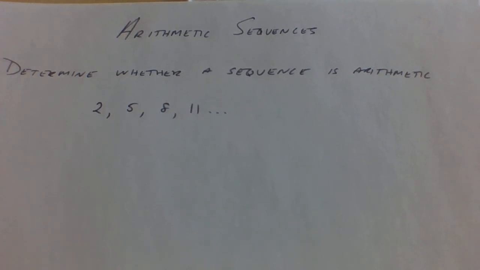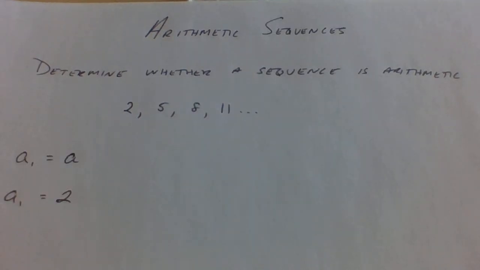Arithmetic sequences can be defined recursively, so let's take a look at identifying our first term. Our a sub 1 value would be defined as the first term in our sequence. So the sequence we're looking at, our first term is going to be the number 2.